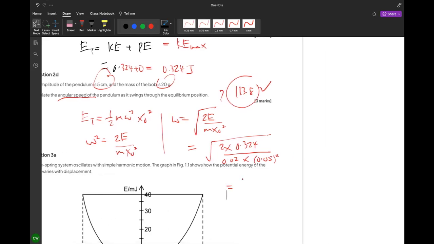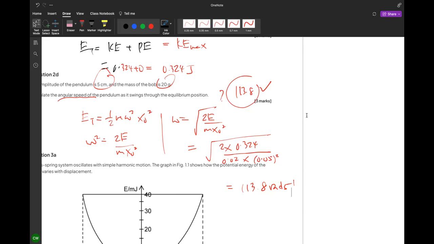So is it correct? 2 times 0.324, divided by 0.02, divided by 0.05 squared, square root: 113.8. 113.8 radian per second. Why wrong? Check the calculation. Why did I type the same but get a different one? Need to check. This thing is correct, this thing is correct.